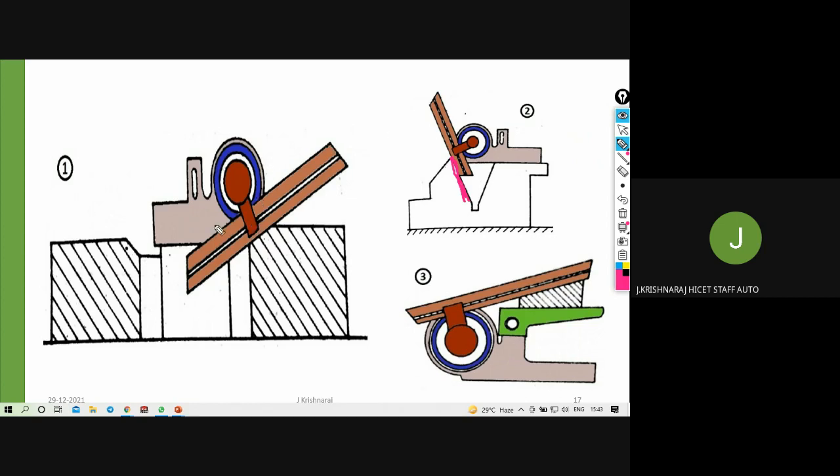Then the next one, the first image. It has a chamfer angle. It is placed on the opposite side, because on the opposite side the bevel protractors are placed. That chamfer angle we need to calculate, for which the base will always be kept flat, and the blade is placed over the chamfer angle. The deviation between the main scale and the vernier scale reading will be used to find this chamfer angle.